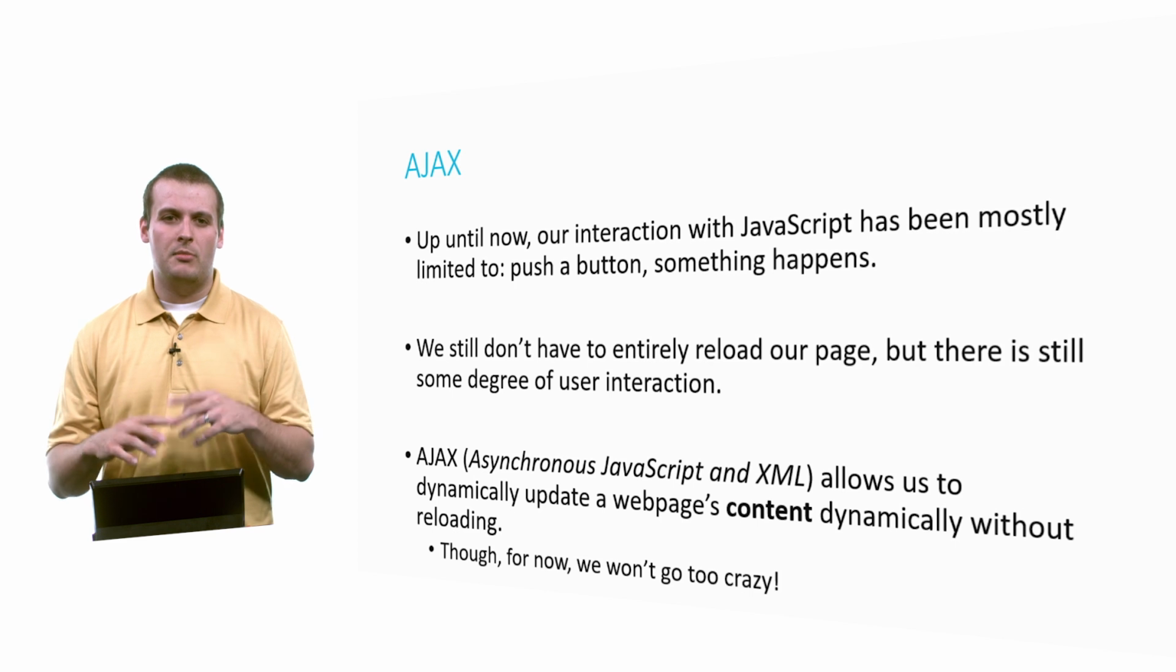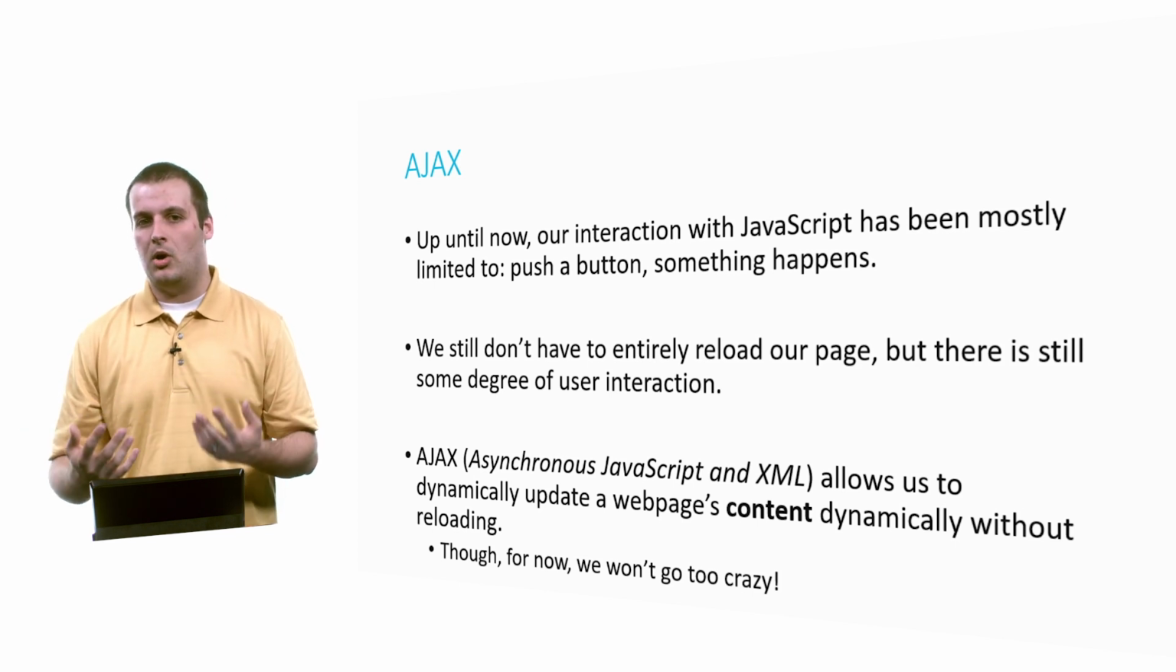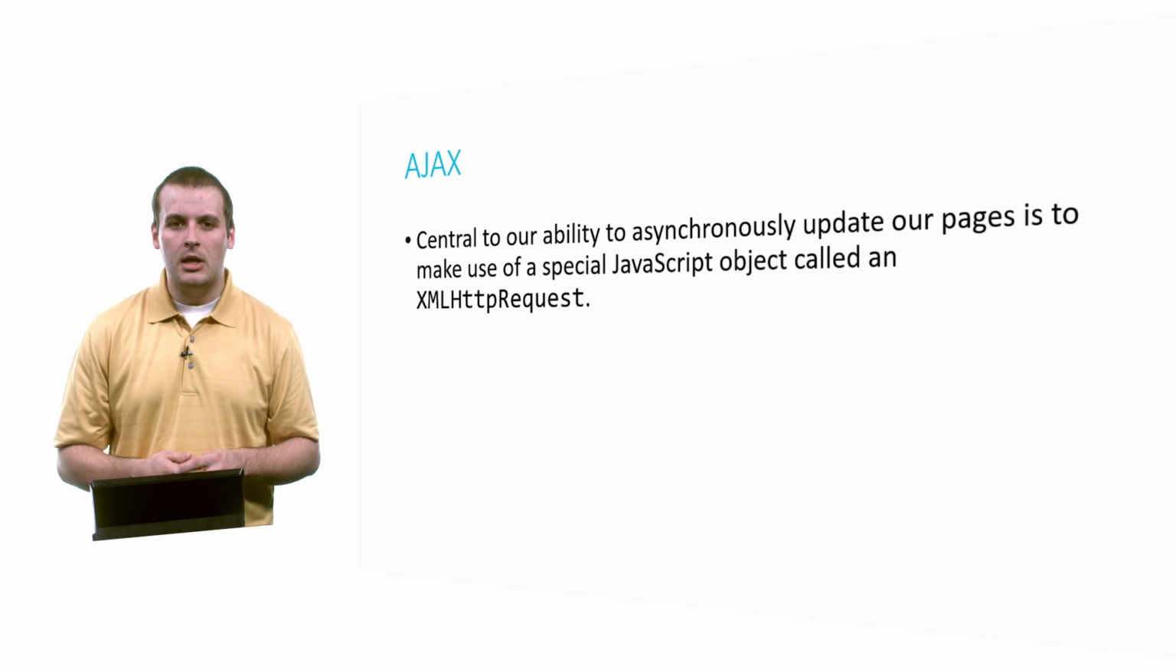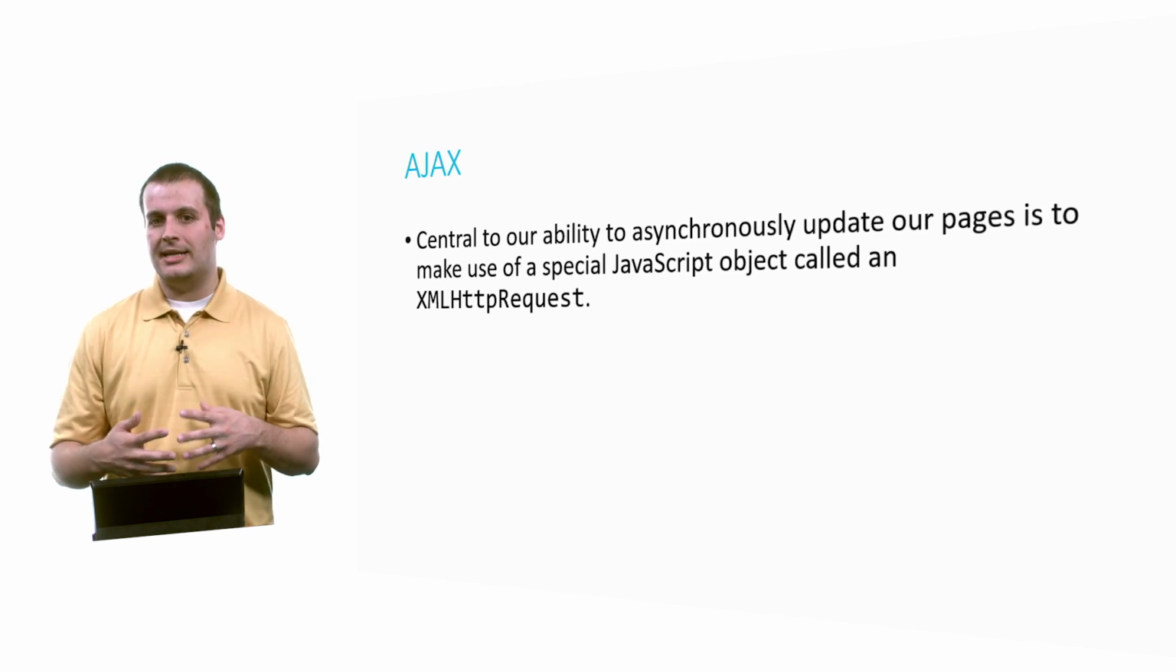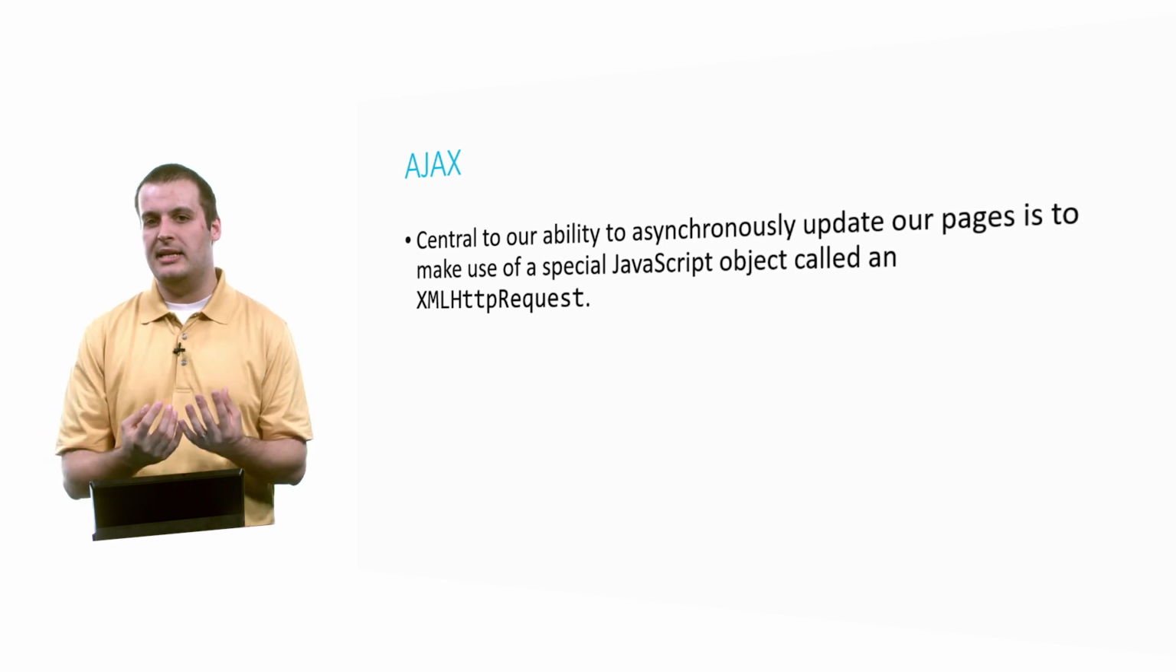XML is another kind of markup language, and you can think of it just like HTML. It's not quite the same thing, but it's basically just a markup language. So it's asynchronous JavaScript and a markup language. In order to use this Ajax technique, Ajax is not a separate programming language. It's just a set of techniques.